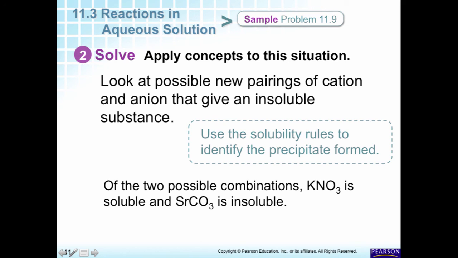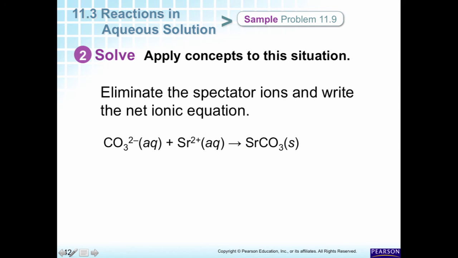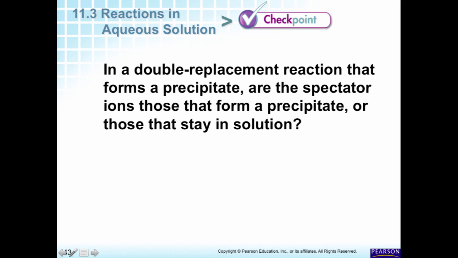Then we switch partners, and we get potassium nitrate and strontium carbonate. This is soluble. This is not soluble. Then you eliminate the spectator ions. The only things that we don't see on both sides are the carbonate and strontium. So the charges are the same. So that's our balanced equation.